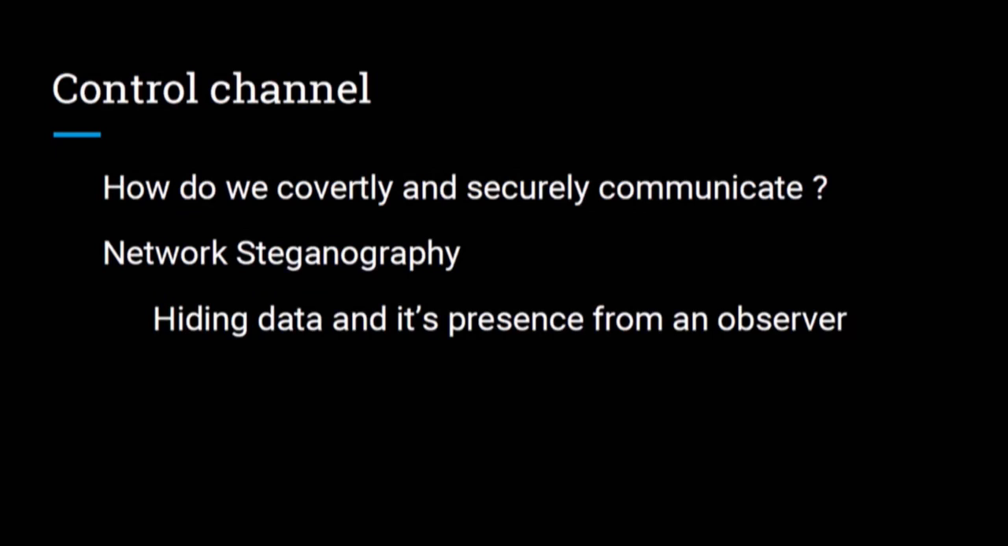All right. So we need a control channel to be able to do this. We need to be able to communicate between our interceptor and the host that's doing the spoofing. And how can we do this? One way is network steganography. Steganography is hiding data and its presence from an observer.